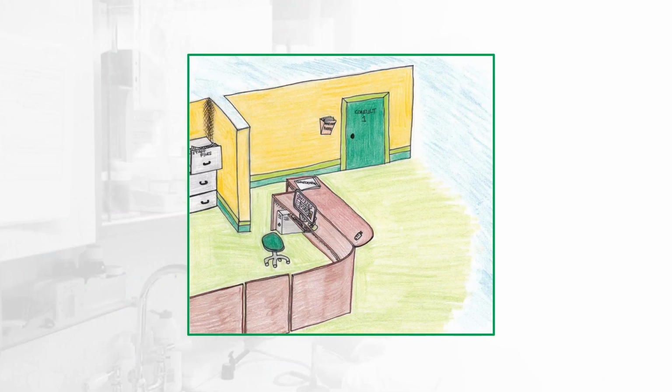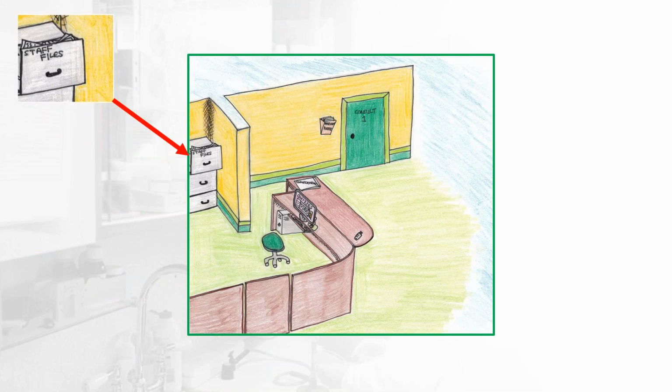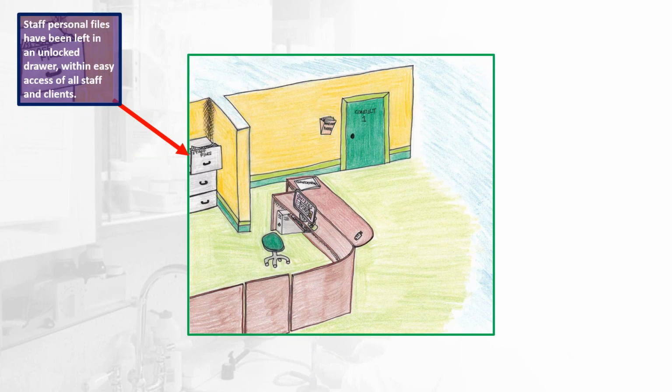Okay, so let's go through those. First and foremost, we have staff files in an unlocked filing cabinet in quite a public area of the practice. It's really important that we make sure that staff files are secured somewhere under lock and key, where other staff members or members of the public are not able to see it.